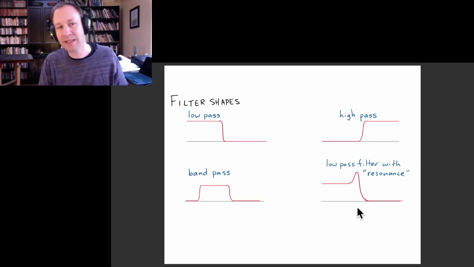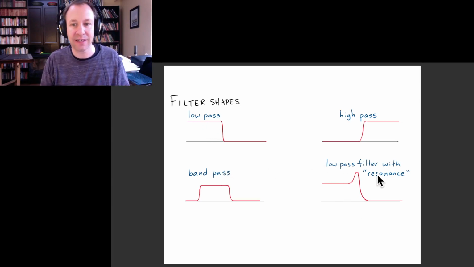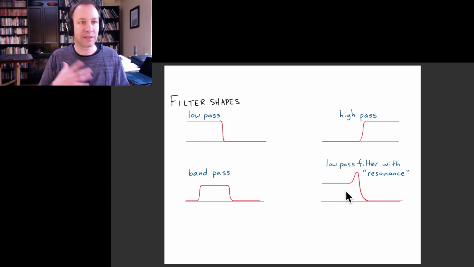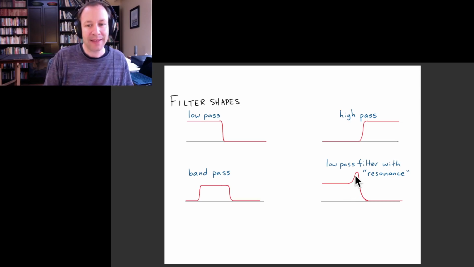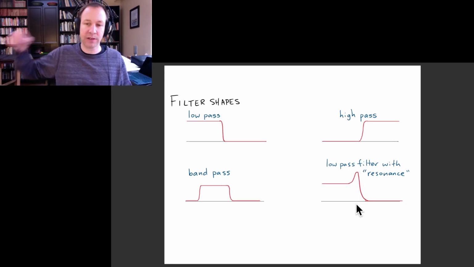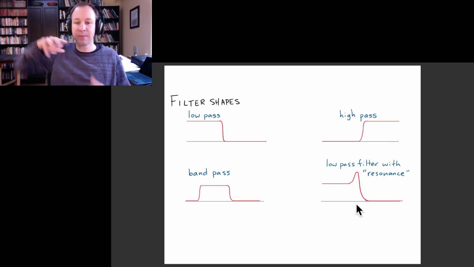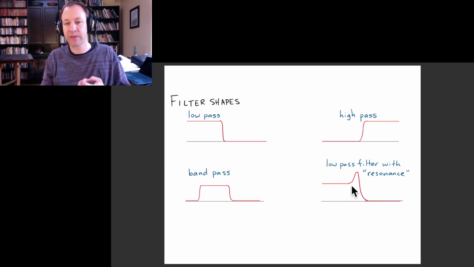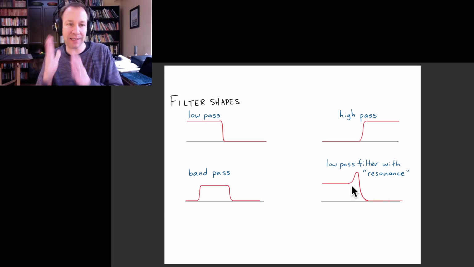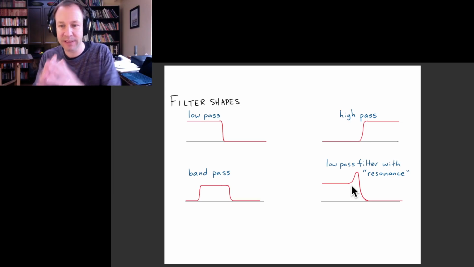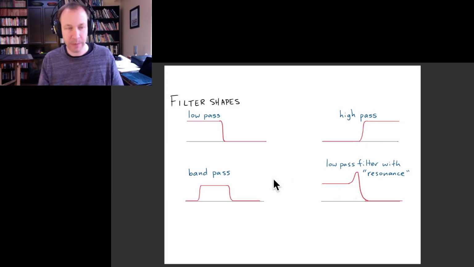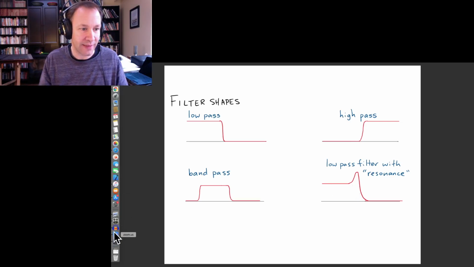And one other kind of filter, or a variant of the low pass filter that you'll see a lot, is a filter with what's called resonance. And that means that at this cutoff frequency above which you're not passing much sound, you actually have this bump here. So you actually enhance the harmonics at that particular frequency, or in that little range of frequencies. So I just want to let you know what that sounds like.